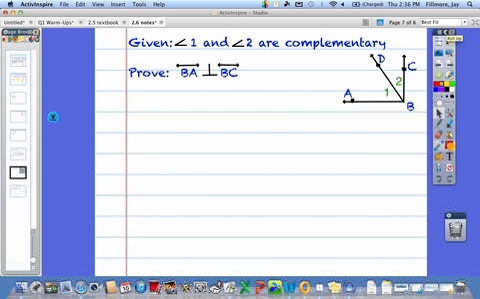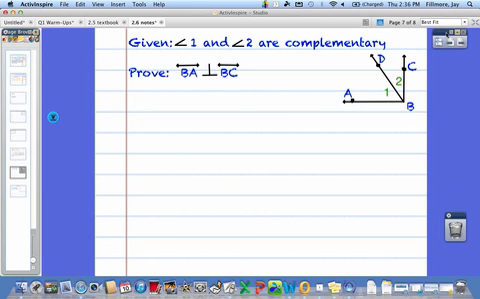We know that angle 1 and angle 2 are complementary. We want to prove that these two lines are going to be perpendicular. Well, let's think about this logically and map out a plan. We know that 1 and 2 are complementary, so this should be a right angle because they add up to 90. And if this is a right angle, then we know the lines are perpendicular because perpendicular lines are formed when two lines intersect to form a right angle. So that's true, okay? Our proof statement will always be true. We just have to show why it's true.